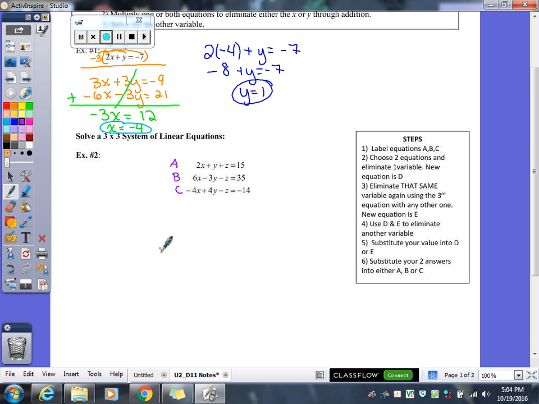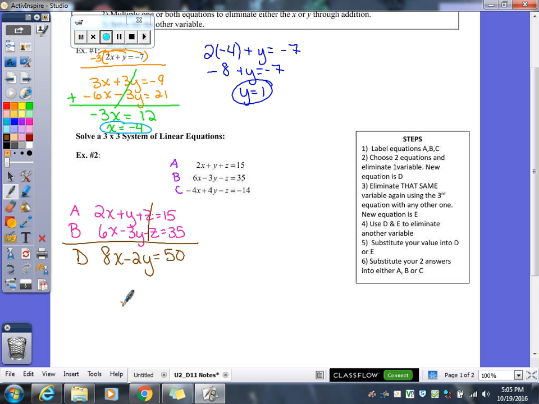So what we have to do is we still are using that elimination thought process. But as I say over here, it tells you to choose 2 equations and eliminate 1 variable. So I'm going to start with my equation A and my equation B. So my 2x plus y plus z equals 15. And my 6x minus 3y minus z equals 35. I chose these 2 because I saw that my z's had the same numbers, just one's positive, one's negative. That's exactly what I want to have. So when I add these together, my z's cancel. I have 8x minus 2y equals 50. I'm now going to call this equation D.